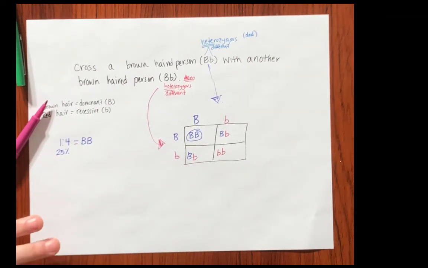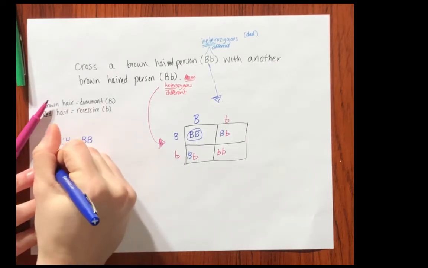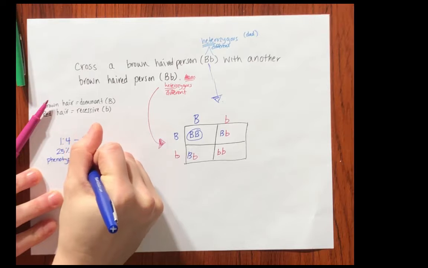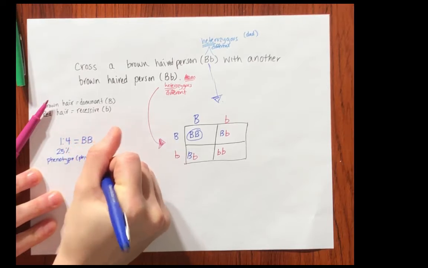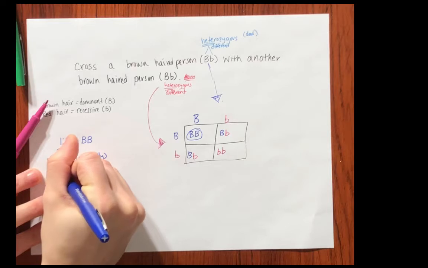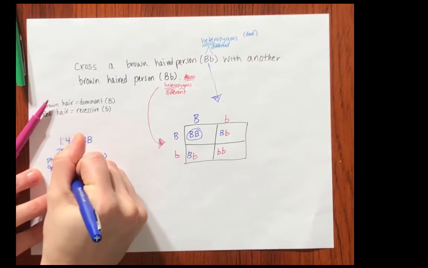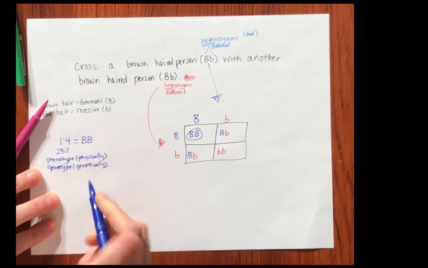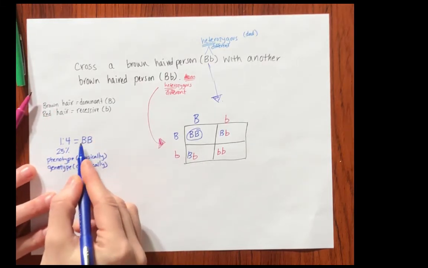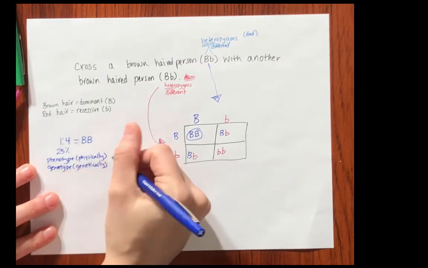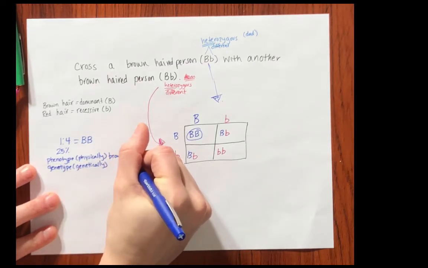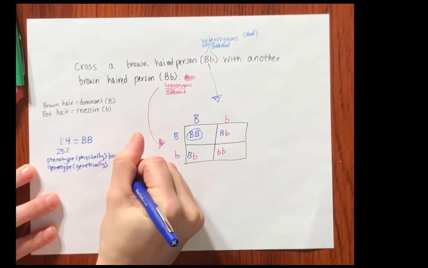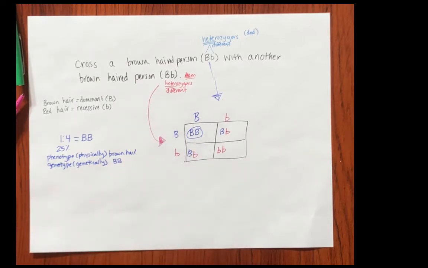And so if I'm trying to figure out what exactly that is going to be like, their phenotype is what they are physically looking like, and their genotype is genetically. Phenotype is what are they going to look like? Well, we know that brown hair is dominant, so they are going to have brown hair. What is their genotype going to be? Well, it's going to be big B, big B. So we got that one figured out.